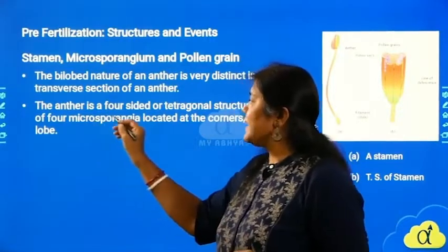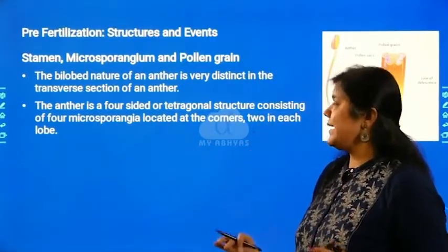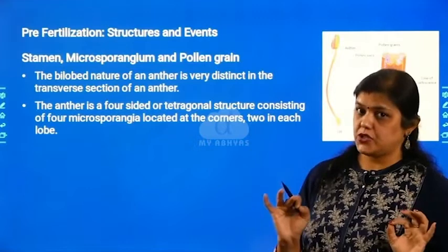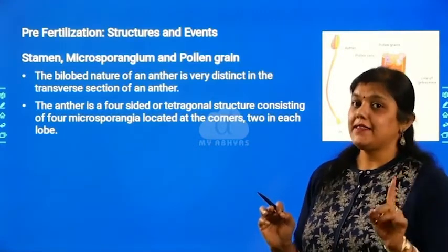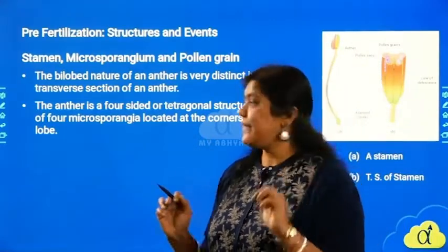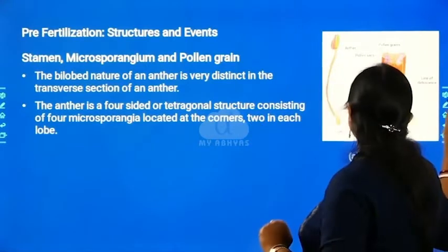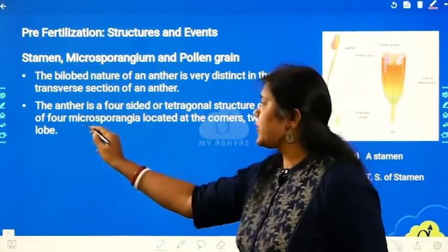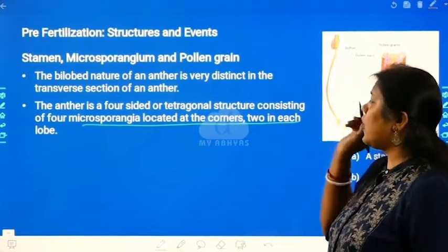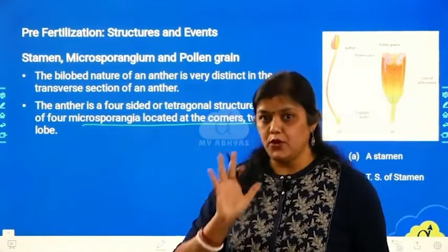Okay. The anther is a 4-sided tetragonal structure. What is the anther? Anther is a 4-sided tetragonal structure consisting of 4 microsporangia located at the corners, 2 in each lobe.